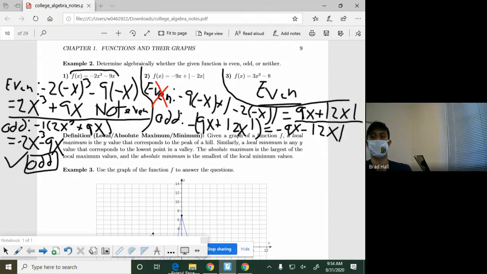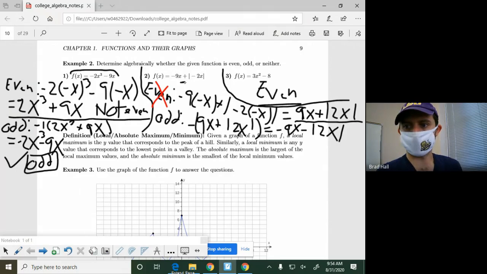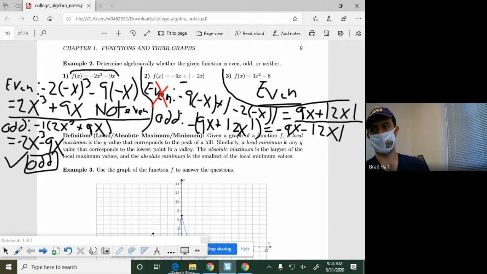And so the question is, does that give us the original function from the beginning of the problem? No, it does not. The original function had a plus sign here. Our final answer does not have a plus sign there. It has a minus sign there. That's a big deal. It means it's not odd. Not odd makes it neither.